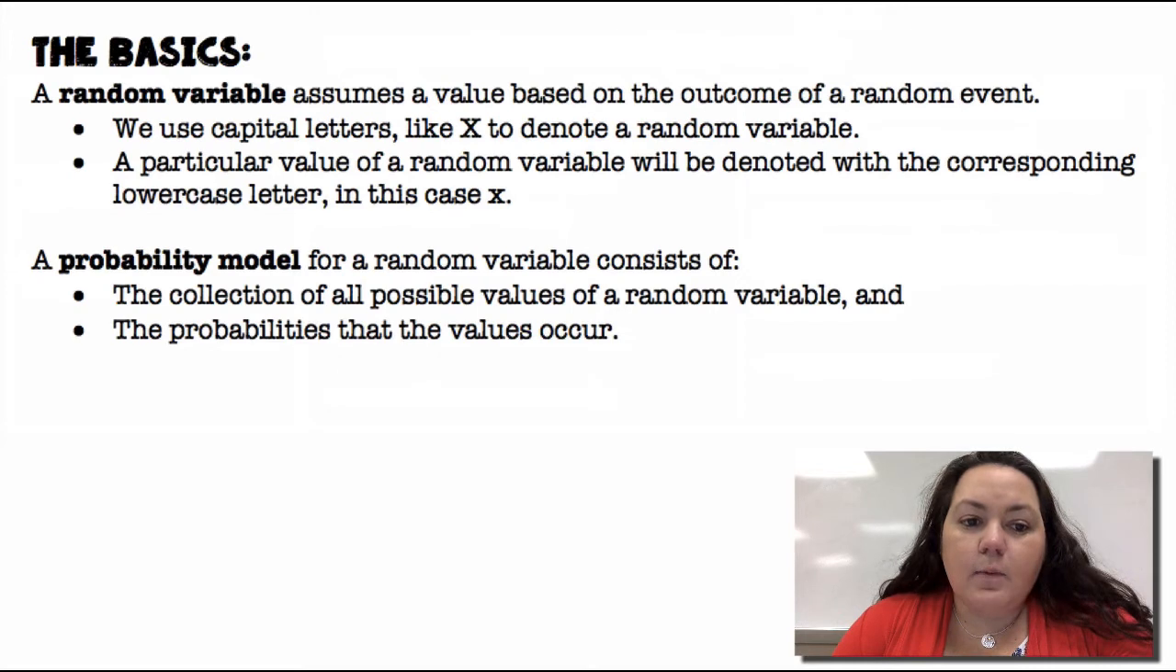The basics. A random variable assumes a value based on the outcome of a random event. So we use capital letters like X to denote a random variable. A particular value of the random variable can be denoted with a corresponding lowercase letter. A probability model for a random variable consists of the collection of all possible values of the random variable and the probability that it occurs.